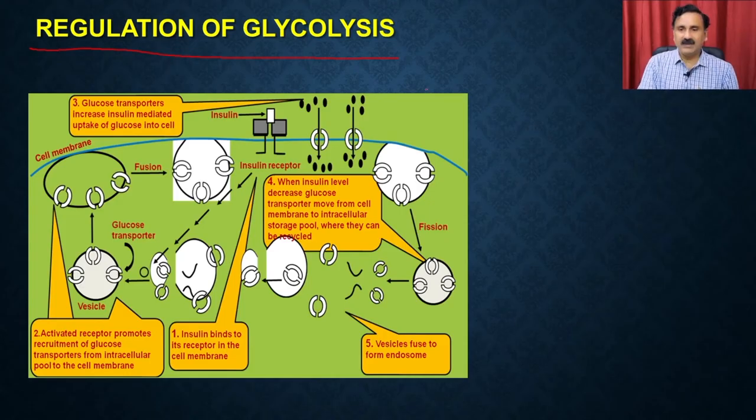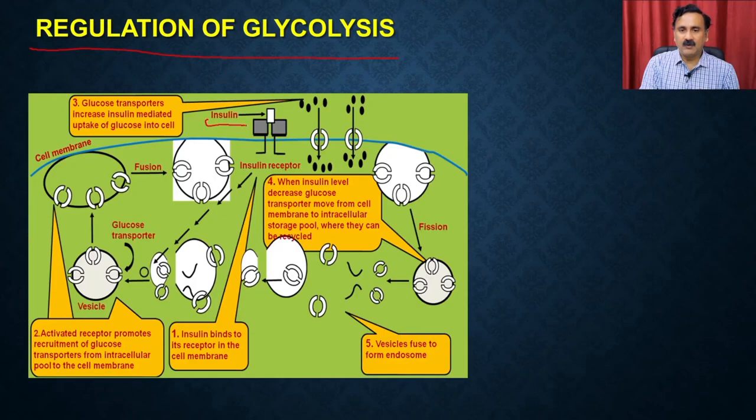You know that when we take food, the polysaccharides are going to be digested by the different types of enzymes present in the stomach or the small intestine, and then these monosaccharides are going to be absorbed from the alimentary canal into the blood.